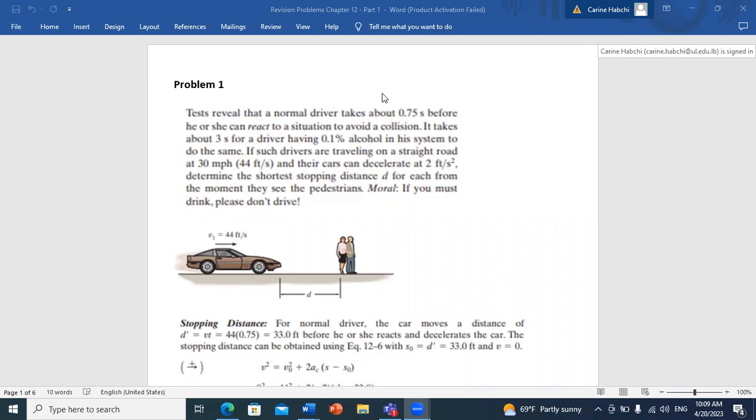Okay, so we'll start with problems on chapter 12. Tests reveal that a normal driver takes about 0.75 seconds before he or she can react to a situation to avoid a collision. It takes about 3 seconds for the driver having 0.1% alcohol in his system to do the same. If such drivers are traveling on a straight road at 30 miles per hour, which is 44 feet per second, and their cars can decelerate at 2 feet per second square.